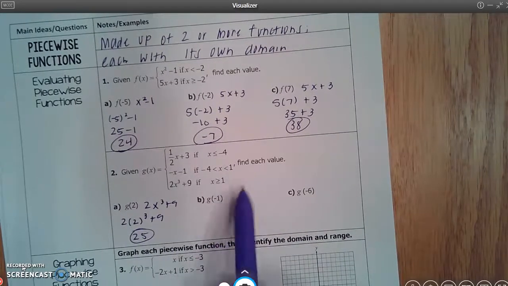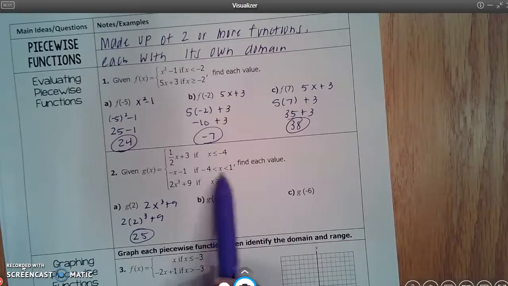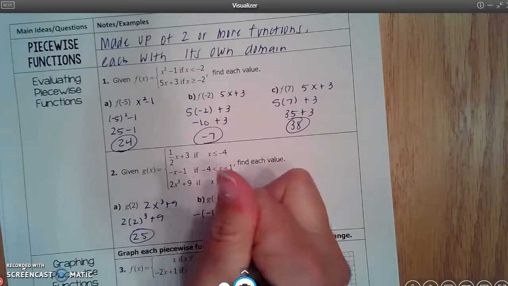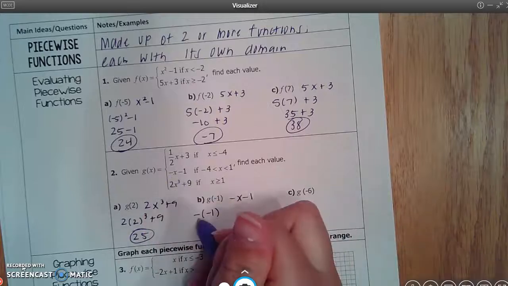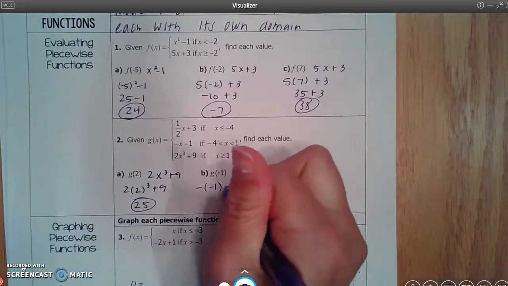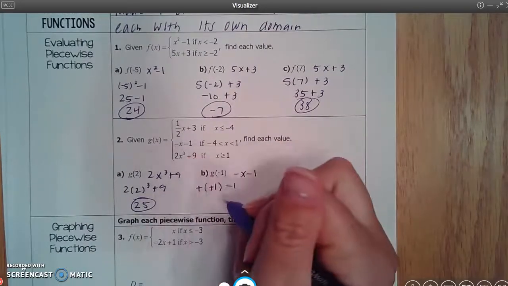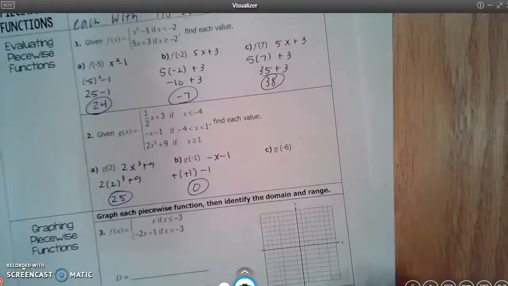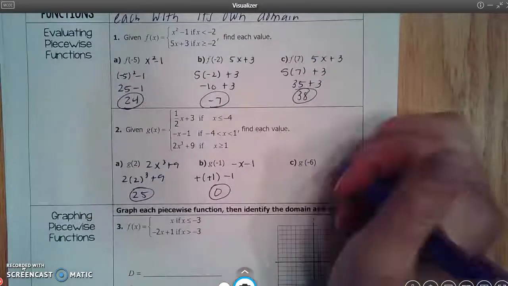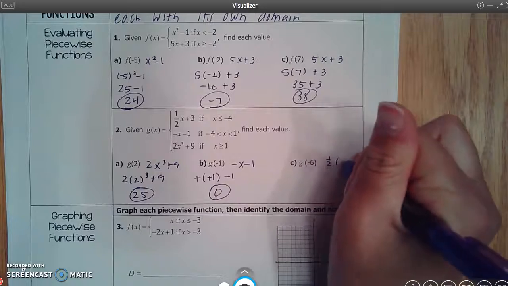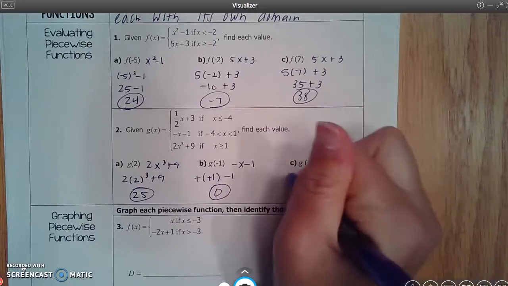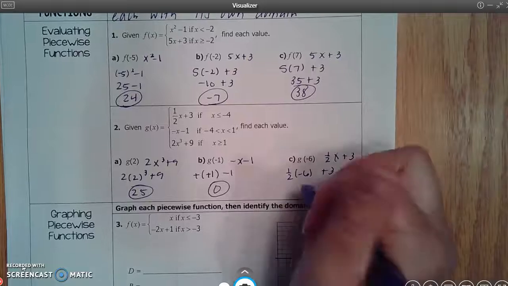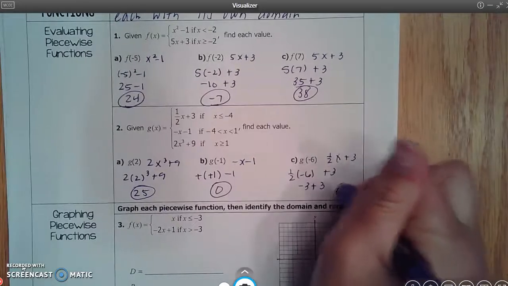Negative 1 is between negative 4 and 1. So I'm going to plug it into negative x minus 1. Negative 1 and a negative, so that's negative, it'll stay there, plug in the negative 1. Negative times a negative is a positive, and 1 minus 1 is 0. And then negative 6 is less than negative 4, so I'm going to plug it into this one. That'll be 1/2 times negative 6 plus 3. Half of negative 6 is negative 3, so you also get 0.